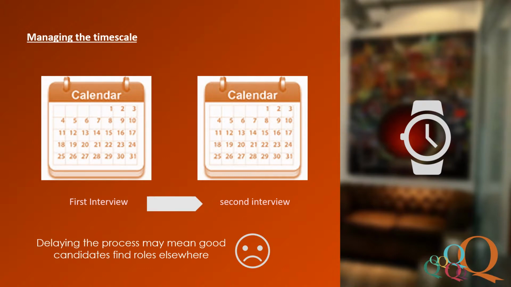2 days prior to the interview, the recruiting officer sends the candidate a reminder email. Please be aware to keep to a tight schedule to ensure candidates can be interviewed promptly, and second interviews can be arranged in a timely manner. Delaying the process may mean good candidates find roles elsewhere.